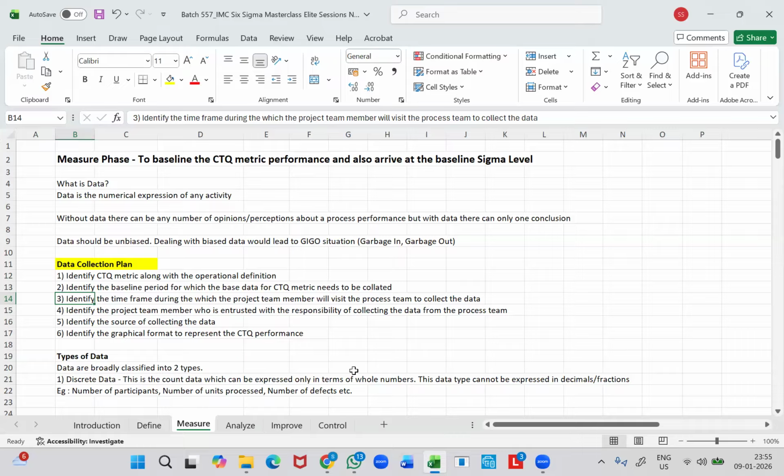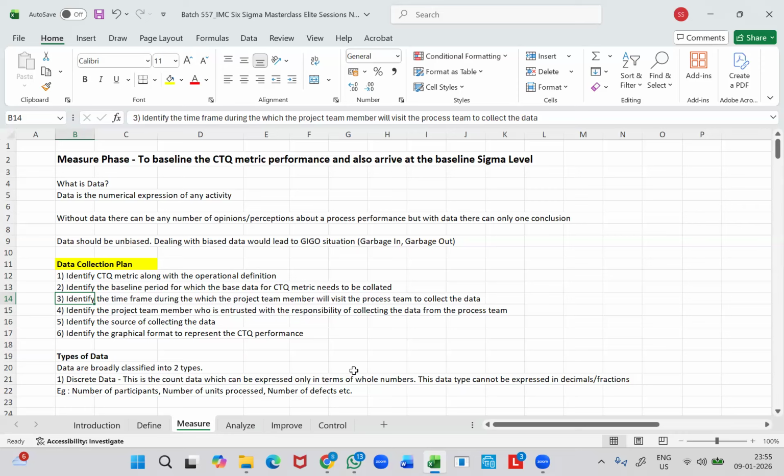So as I told you, the project team members will be provided with a specific role and responsibility. So there will be a project team member who will be entrusted with the task of collating the data and performing necessary analysis. So this person will have a flair for dealing with numbers. That person will be given the responsibility of collating the base data and also analyzing the base data, right?